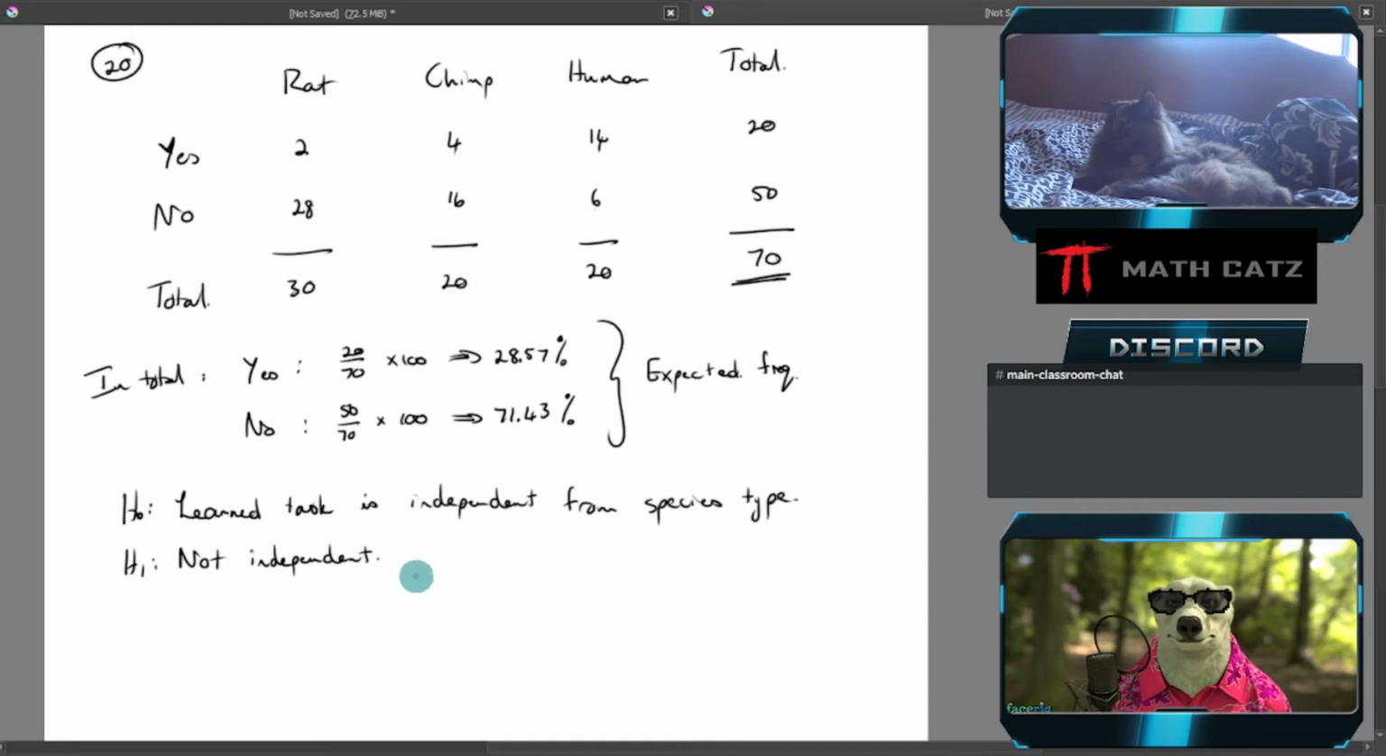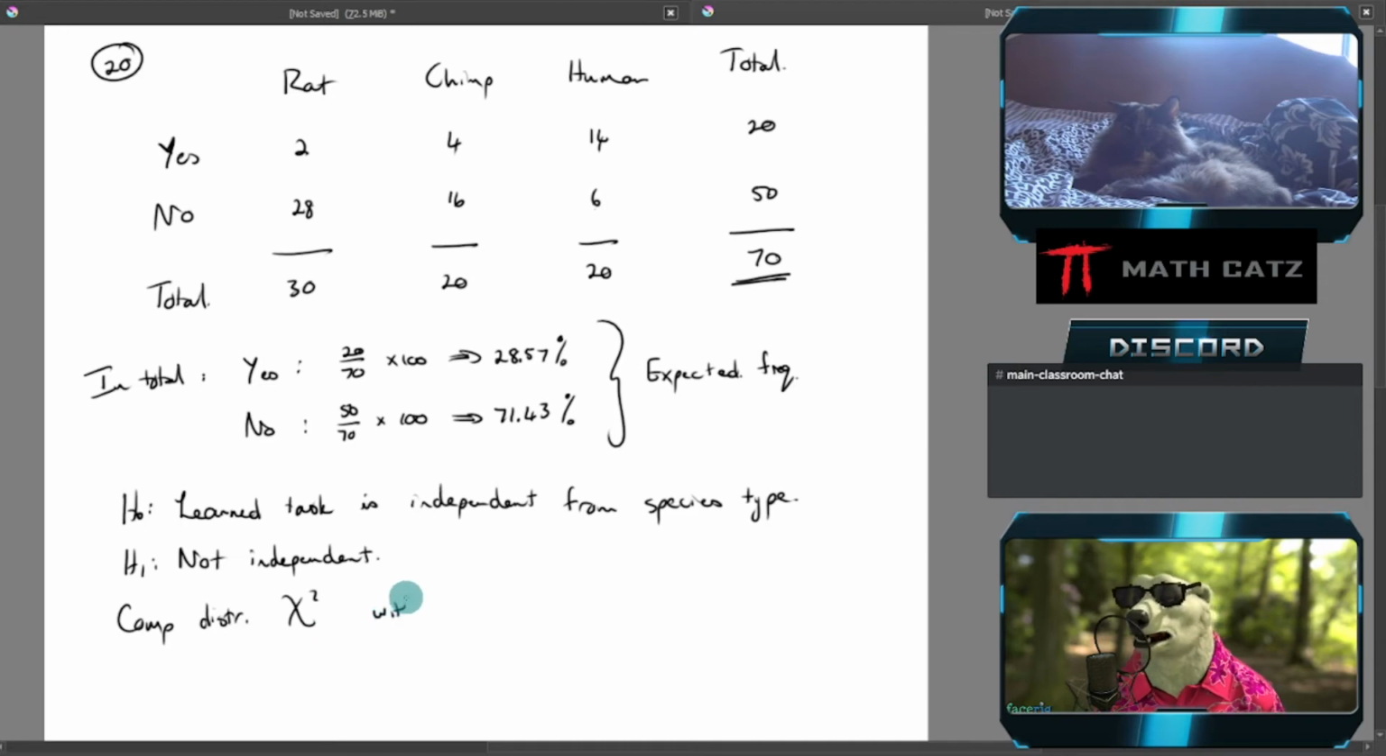All right, so under the null hypothesis, the observed frequencies should be pretty close to what I expect. But what does close mean, right? I need a way to measure it. So again, my comparison distribution is going to be a chi-square distribution.